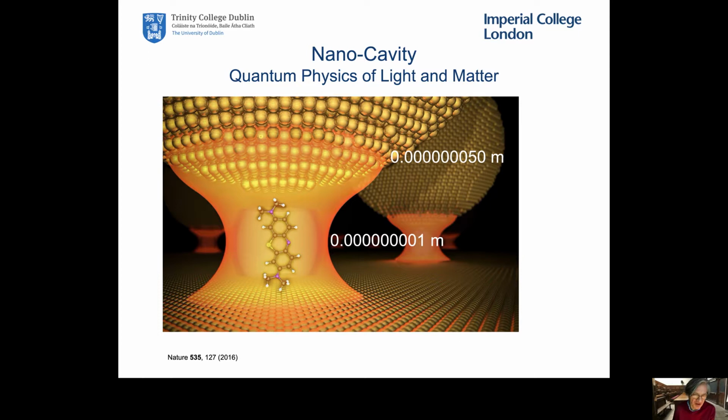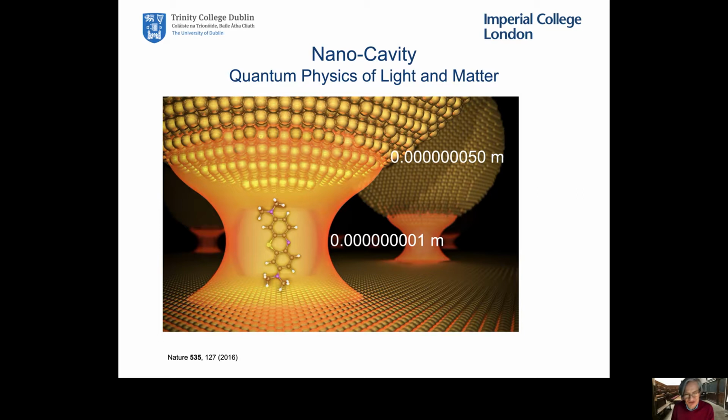And now if you add a particular molecule, a quantum emitter, inside of that gap, which is held in place by a different molecule, well then, something very special happens. The way that light interacts with that molecule is very, very different from the way that it would interact normally. It shows quantum features.